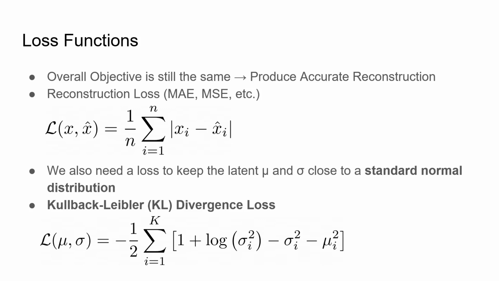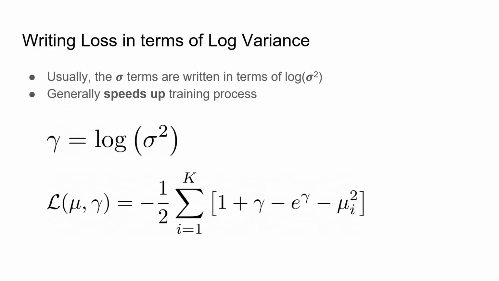There's one small change that people use when training their autoencoders, and that is to write everything in terms of log of sigma squared, or in other words, the log variance term. Doing this just helps speed up the training process and helps the model learn more important features. You can try substituting the log of sigma squared back into this equation, and you should get the exact same loss function that I showed on the previous slide.